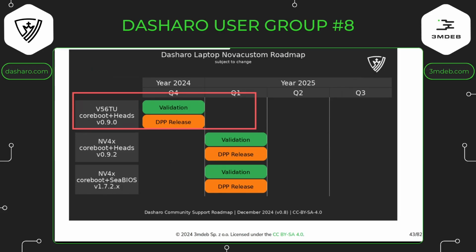Our next priority is 0.9.2, and this is considered as the next release for Heads. This is for NV41, and I guess following the V56, we will probably deliver this one.